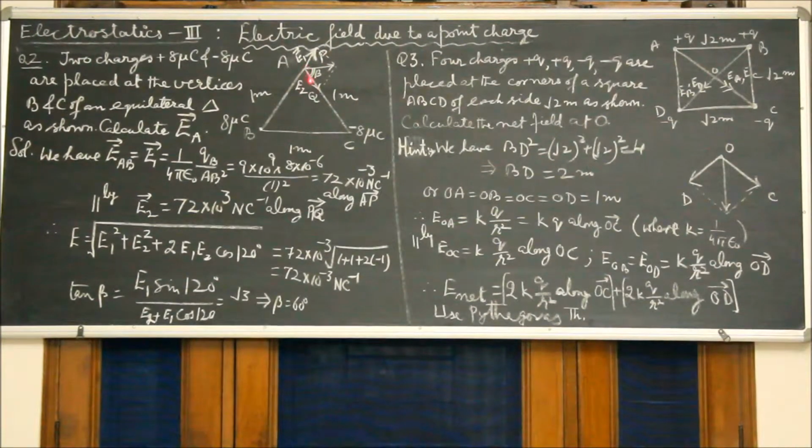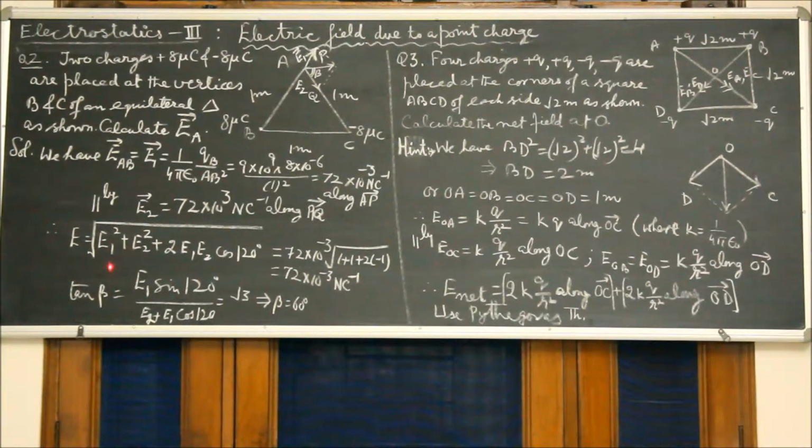Similarly, field at A due to charge at C, this is negative but same magnitude, same distance, therefore the field will again have the same intensity, 72 into 10 to the power minus 3 Newton per coulomb as in first case, but it will be directed towards this negative charge, that is along AQ. We denote this field by E2. So net field at A is vector sum of E1 and E2, which is given by E1 square plus E2 square plus 2 E1 E2 cosine of 120. This is parallelogram law of vector addition.